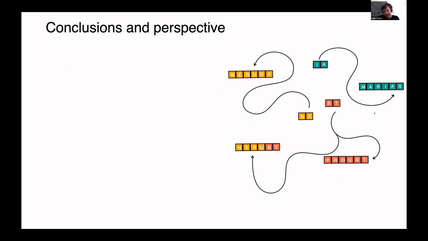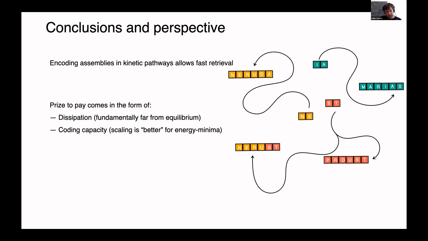So this should be more or less the summary image. In brief, I just tried to convince you that encoding assemblies can be done through kinetic pathways, not only by sculpting an energy minima. I think this is a general idea, right? Normally in neural networks, classic work in Hopfield networks, and so on, we tend to sculpt energy minima. What I'm telling you is, out of equilibrium, you can also sculpt kinetic pathways. There's a price to pay, right?